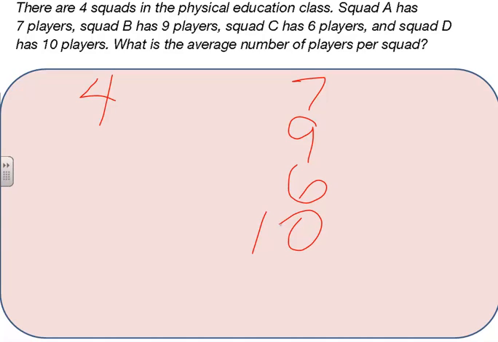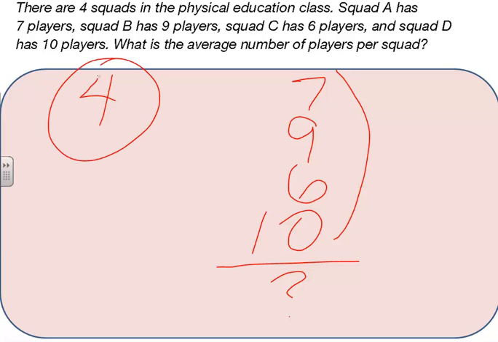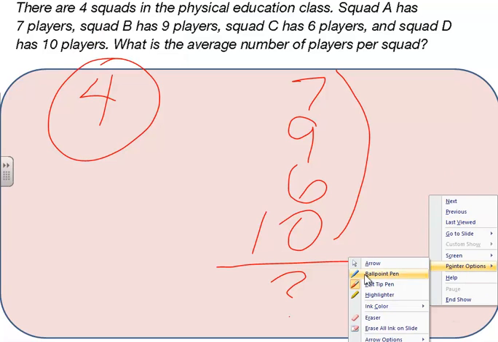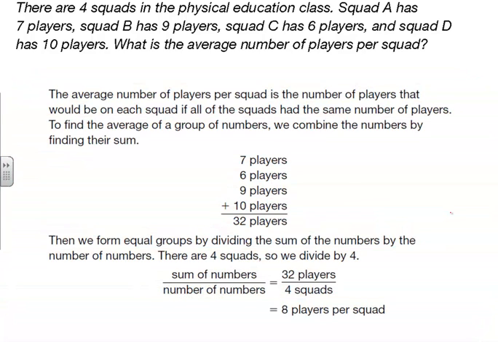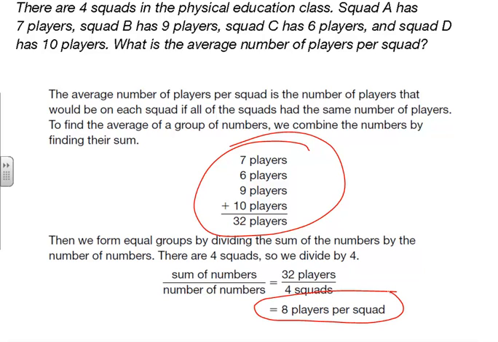So the way you figure this out is you have to add these numbers up, get an answer, and then divide by what? That's correct. You can divide by 4. Go ahead and pause this and see if you can do that. Okay, if you add those all up, you should have got 32. 32 divided by 4 tells you that the average players per squad is 8. That's the average or the mean amount of players.